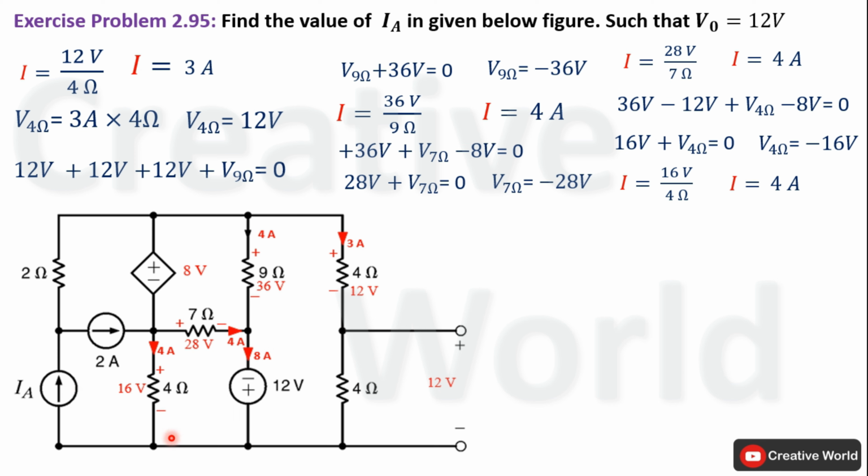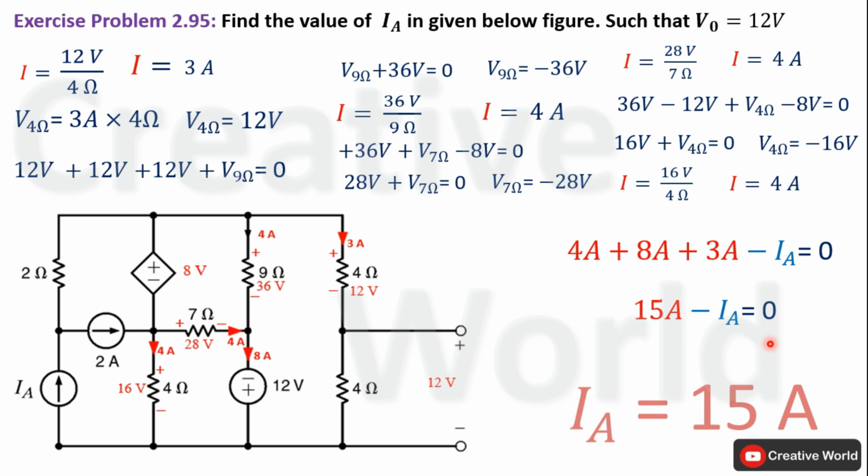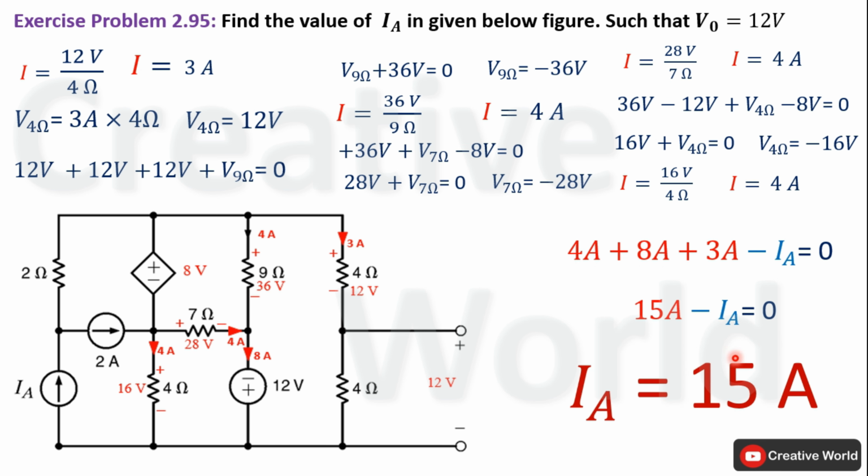So we can apply Kirchhoff's current law on this node to calculate the value of current IA. For that purpose, first of all we will add all entering currents towards this node. 4 ampere plus 8 ampere plus 3 ampere minus leaving current, that is IA. Add these currents together, their sum will be equal to 15 ampere, and place this minus IA on the other hand side of equal to calculate its value. So the value of IA inside this network will be 15 ampere.